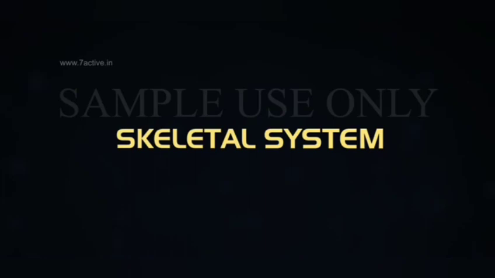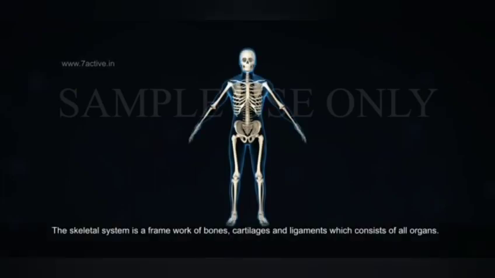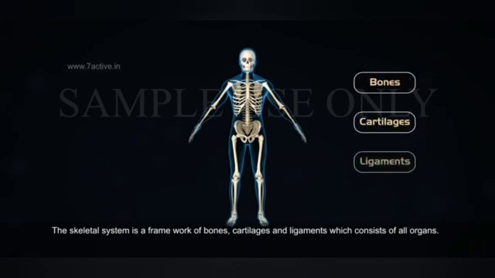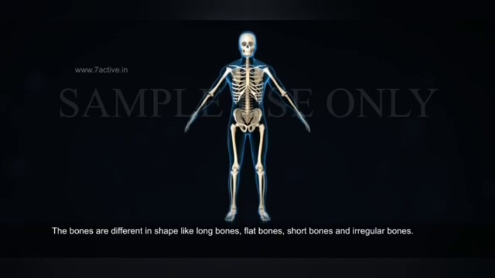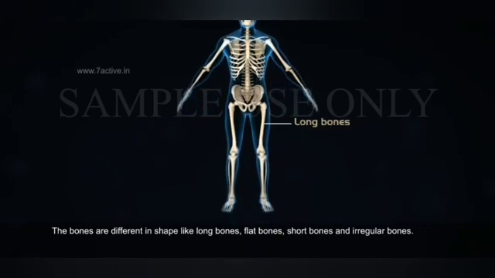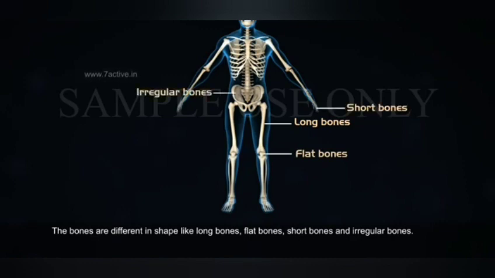Skeletal system. The skeletal system is a framework of bones, cartilages, and ligaments which supports all organs. The bones are different in shape, like long bones, flat bones, short bones, and irregular bones.